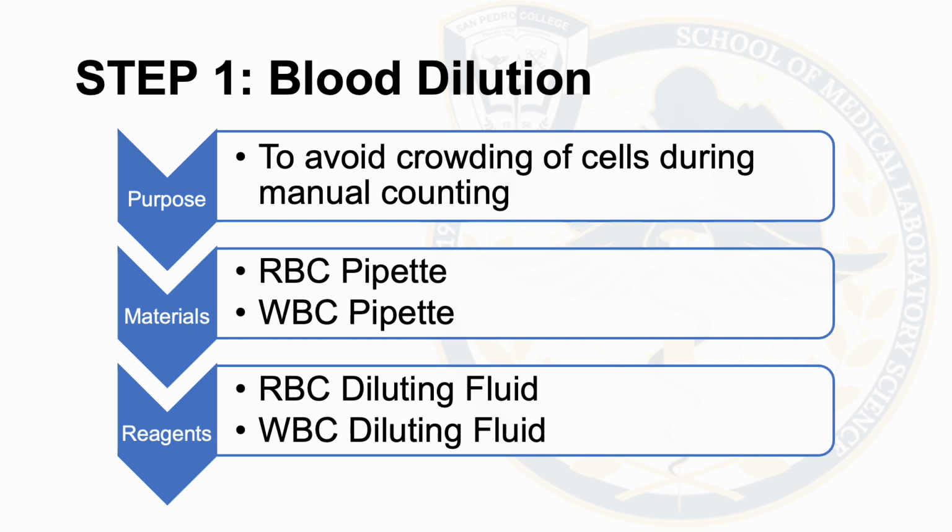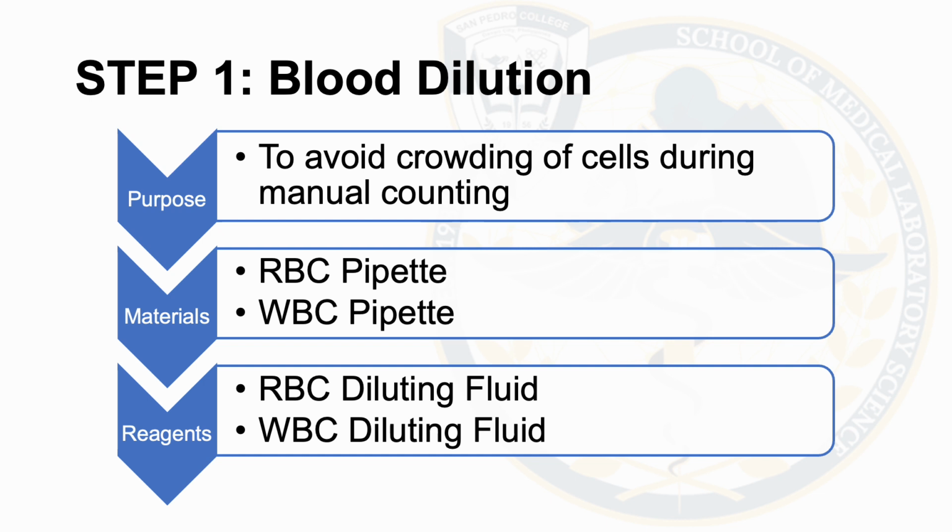So again, the materials that you need for blood dilution or sample dilution are as follows: your RBC pipette if you want to count manually for the RBCs, and the WBC pipette if you want to count manually for the WBC. And then you also need to know the diluting fluid. So as early as now, you need to review the different diluting fluids for RBC and WBC.